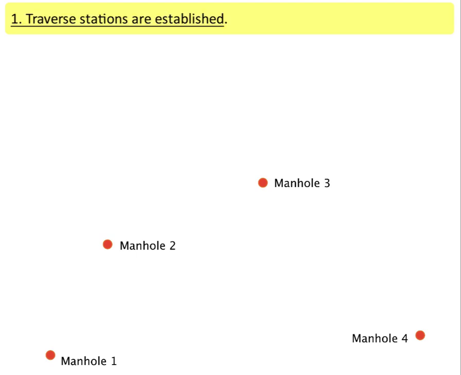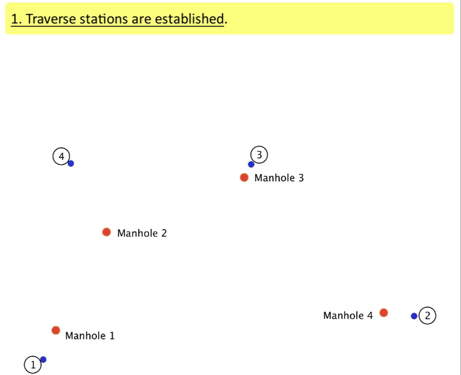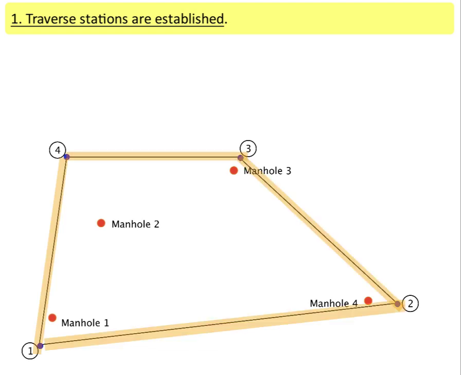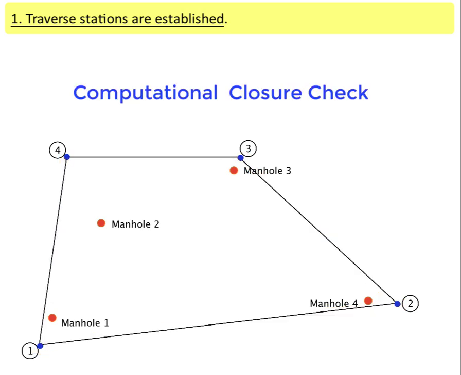First, traverse stations are established. Traverse stations provide a control network. When establishing traverse stations, particular attention is devoted to ensure there is visibility between consecutive traverse stations. Connecting lines between consecutive traverse stations should form a closed figure. A closed figure is used in order to provide a computational closure check on the measurements.